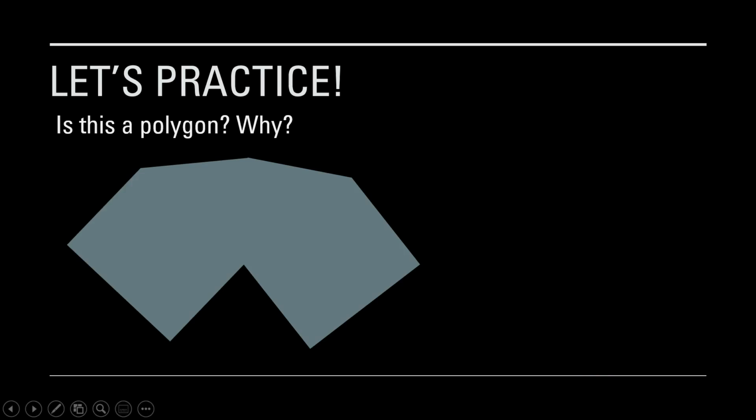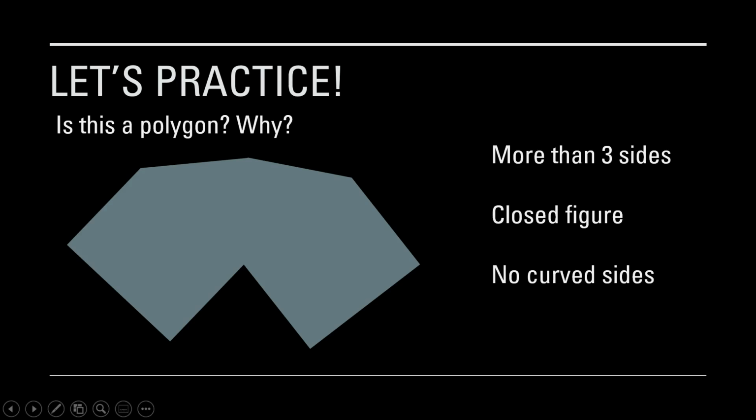Let's practice with one more shape. Take a look at this and ask yourself, is it a polygon? Why or why not? Okay, first we're going to think about our 3 rules. The first, we need to see if this polygon has more than 3 sides. I count 1, 2, 3, 4, 5, 6, 7, 8 sides, which is way more than 3. So we're going to get a check there.